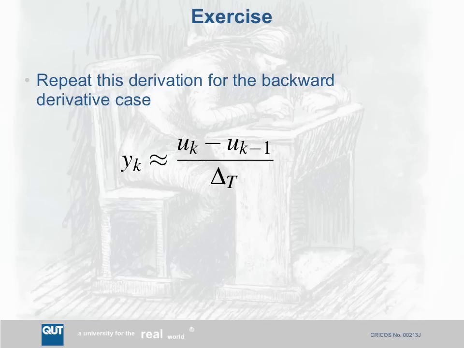So what I'd like you to do is to repeat this derivation for the backward derivative case. So here's the backward derivative operator that we've seen a number of times now. And what I'd like you to do is to do this substitution, introduce z to the minus 1, and rearrange it so that we have capital Y over capital U. I'll give you a couple of minutes to complete this one.